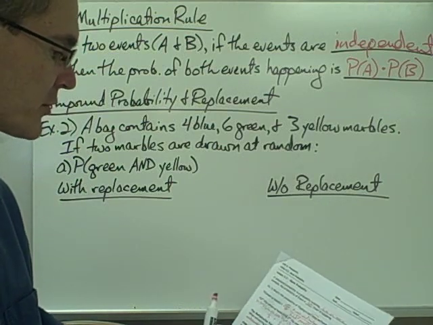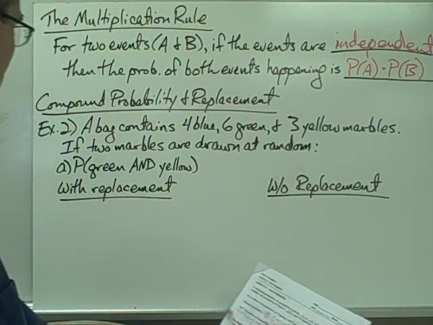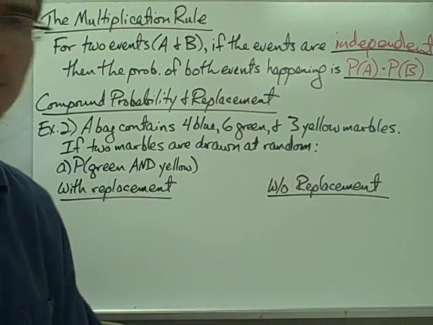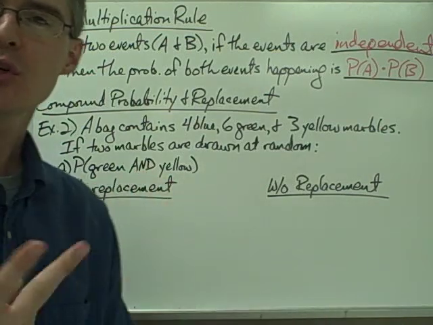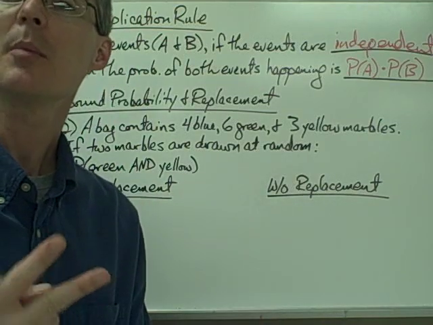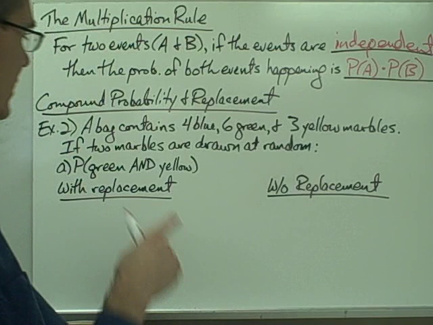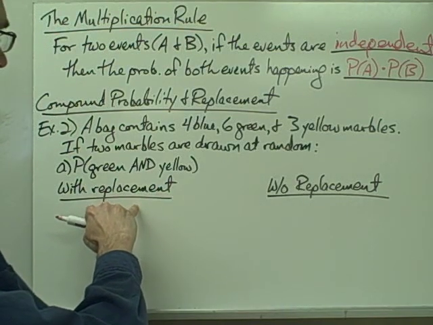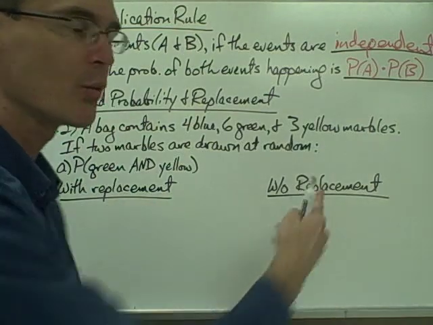So it says if 2 marbles are drawn at random from the bag, what is the probability of drawing a green and a yellow marble? Well, it turns out there are 2 possible answers to this question. That is, there are 2 possible probability values that we could calculate, and it depends on whether we're talking about drawing these marbles with replacement or without replacement.